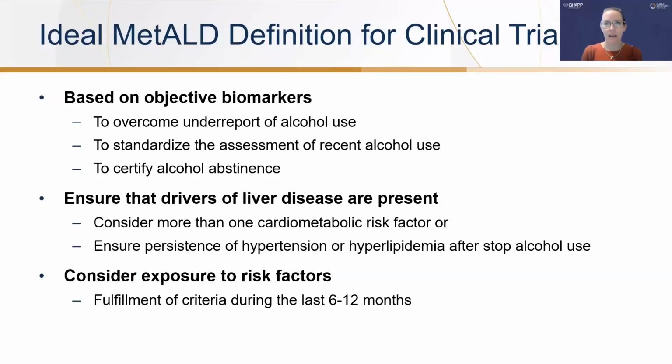So, how do we need to define MetALD for clinical trials? I think we've talked a lot about this, so I won't beat it down. But the main thing is use objective biomarkers, and we want clinical trials to start using these things because we know that alcohol use can be underreported. And I think that we have this idea that people underreport because they lie. And think about what it's like for patients, though, in the ways that we react.